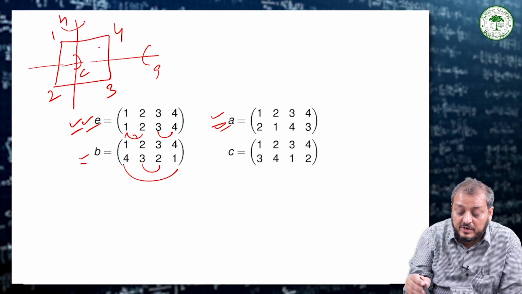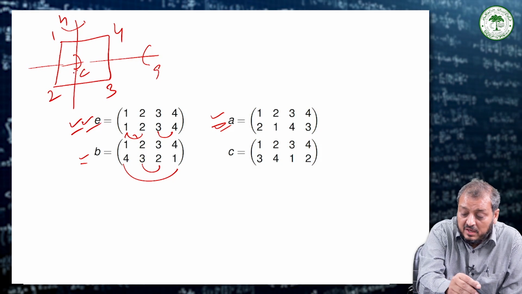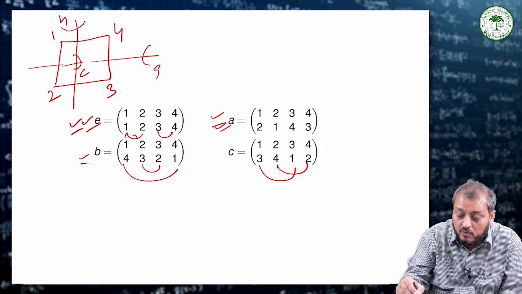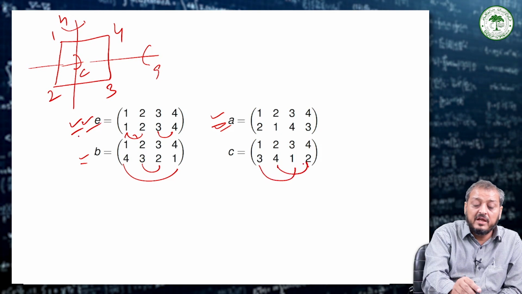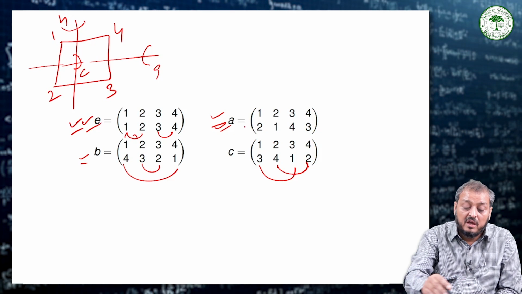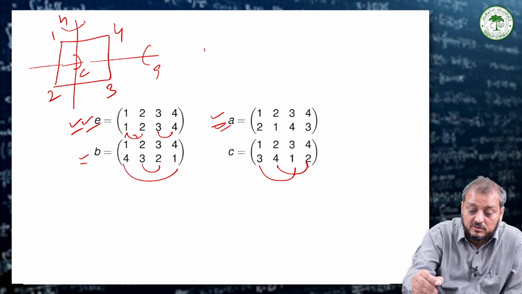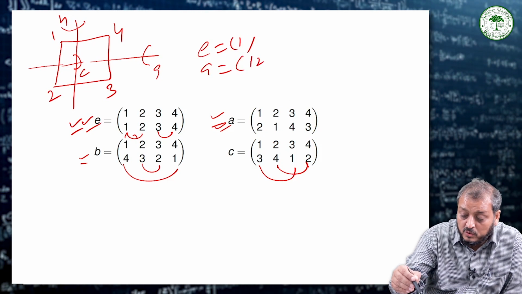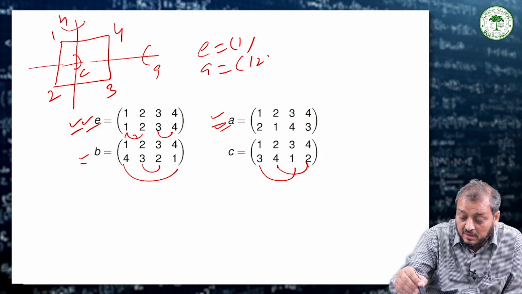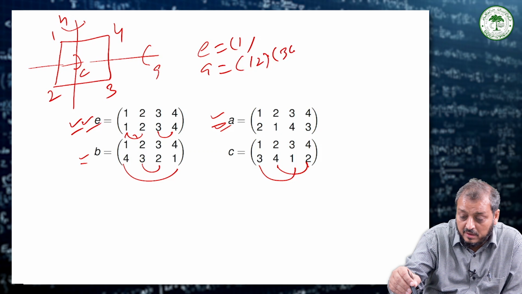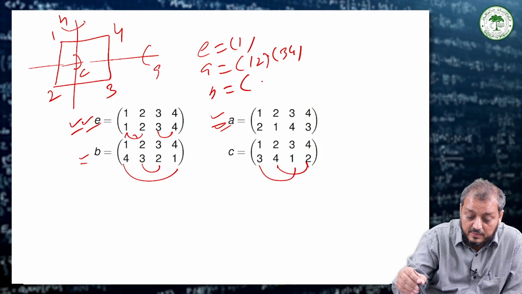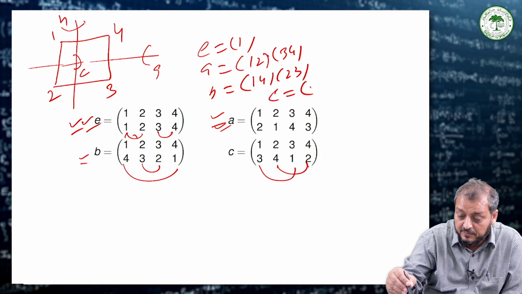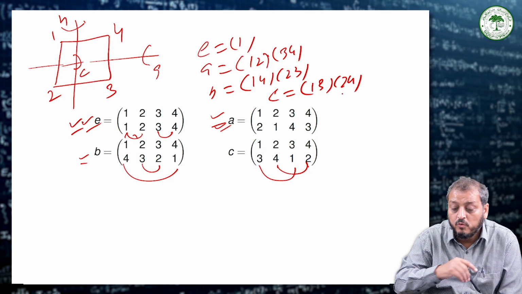Now C is rotating about the center. If it is the center, then 3 and 1, and 4 and 2 are interchanged. So clearly we get E, A, B, C as these permutations. E is the identity, A is (1 2)(3 4), B is (1 4)(2 3), and C is (1 3)(2 4) as the permutations.